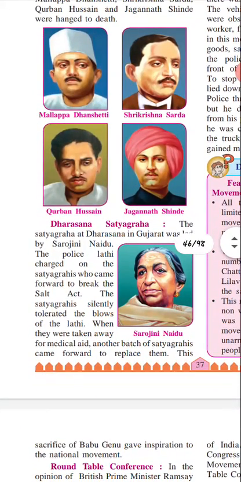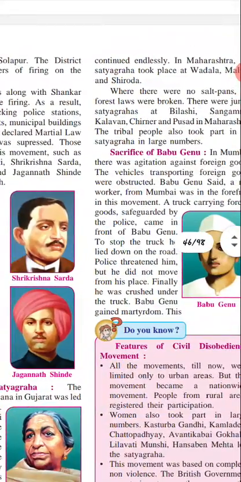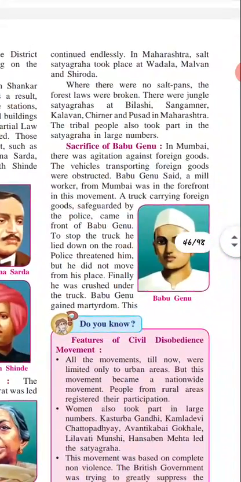Dharasana Satyagraha. The Satyagraha at Dharasana in Gujarat was led by Sarojini Naidu. The police lathi-charged the Satyagrahis who came forward to break the Salt Act. The Satyagrahis silently tolerated the blows of the lathi. When they were taken away for medical aid, another batch of Satyagrahis came forward to replace them. This continued endlessly.